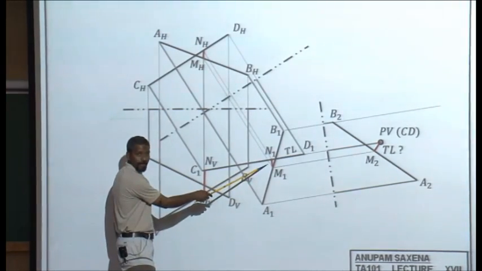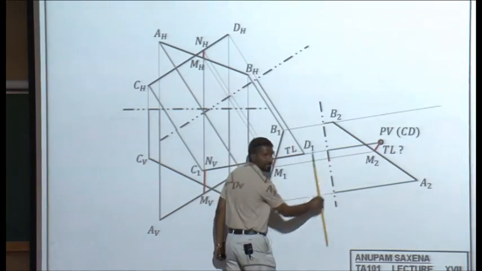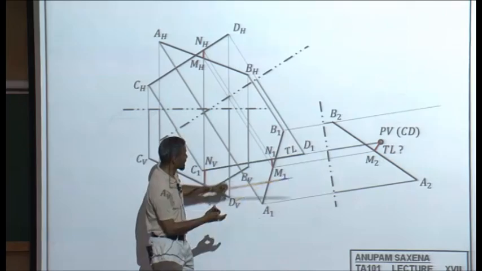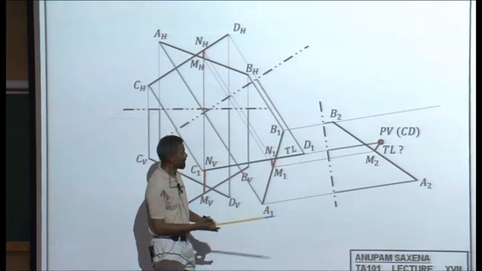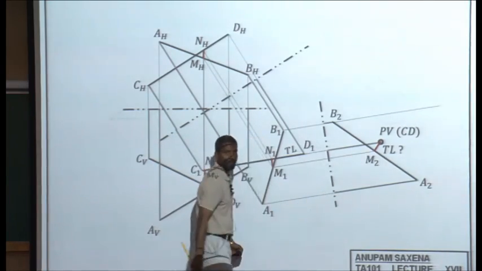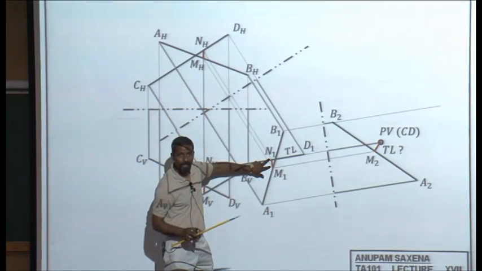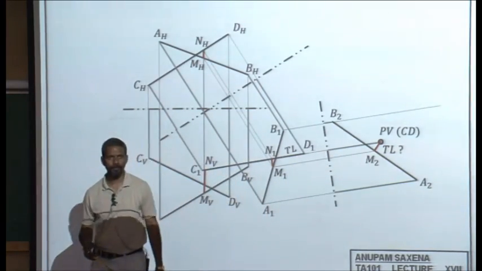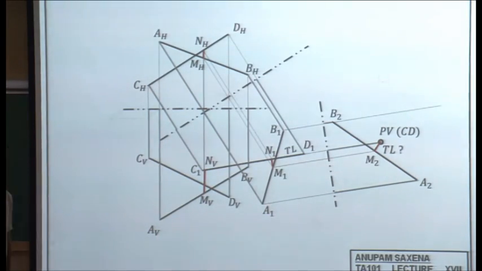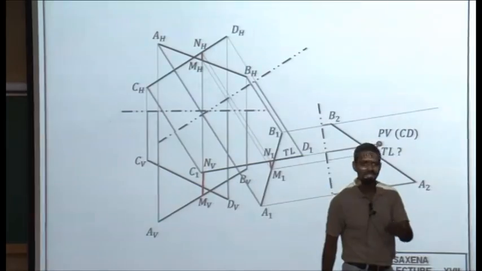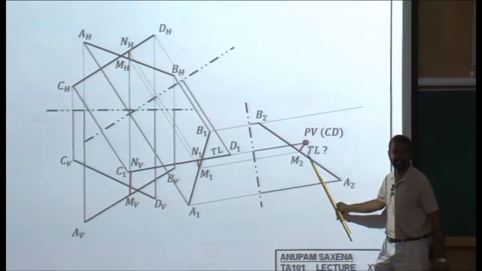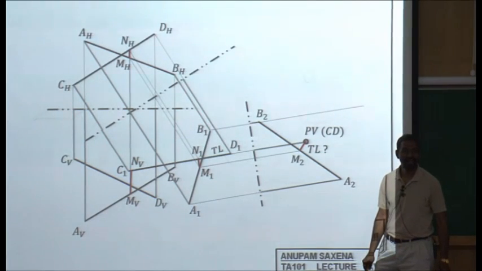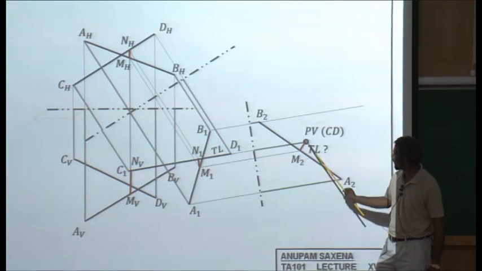If you agree with this, then this line is parallel to the hinge line, because both of these are perpendicular to C1D1, right? Now if I go from here to here, the projection of any line segment which is parallel to one of the hinge lines, the corresponding projection in the other view has to be in true length. It has to be, right? Do you agree with that? Yes, that is the question. So if you agree with this, then your question is why the point view of CD and the F2 line is perpendicular to A2.